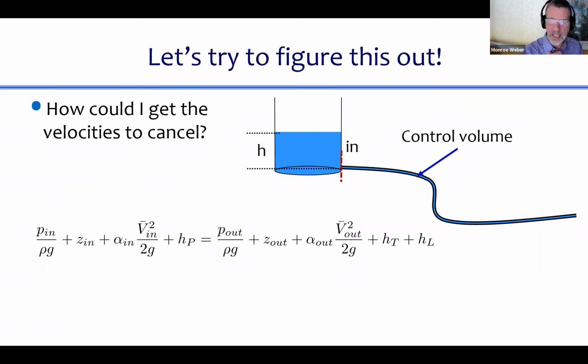So how could I get the velocities to cancel out? Well, I could put the second control surface right there, right? And now V in is the same as V out. And so I can cancel all those things out, and I'm, oh shucks. What do I do about P in? What's P in?